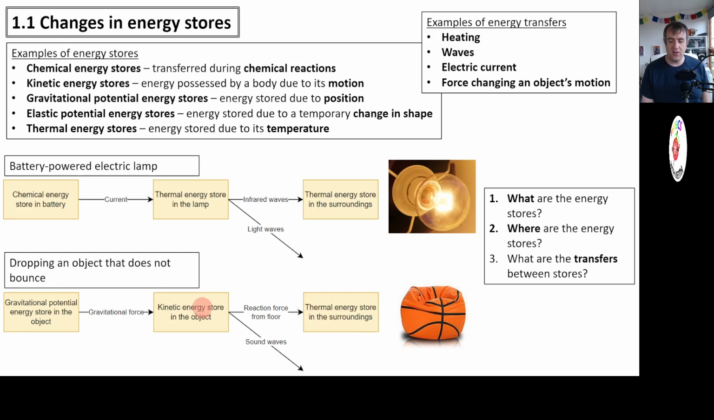So there's a force that stops the object from falling, this prevailing motion of the object, moving the energy from that store into this more random motion store we call the thermal energy store. That is the reaction force from the floor pushing up on the object. That's what stops the object from moving.